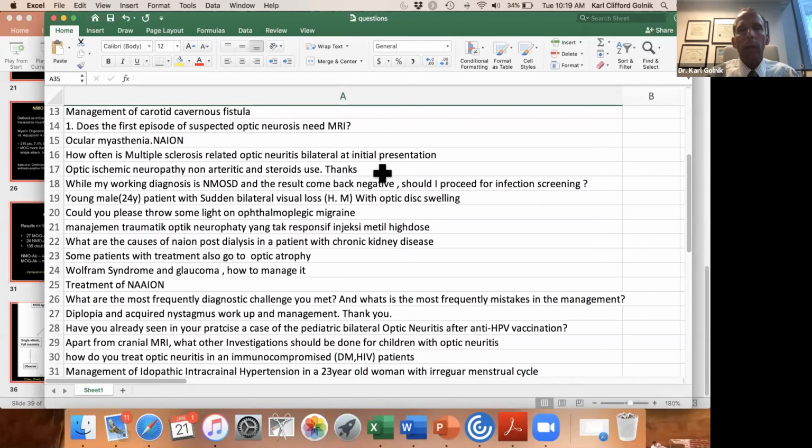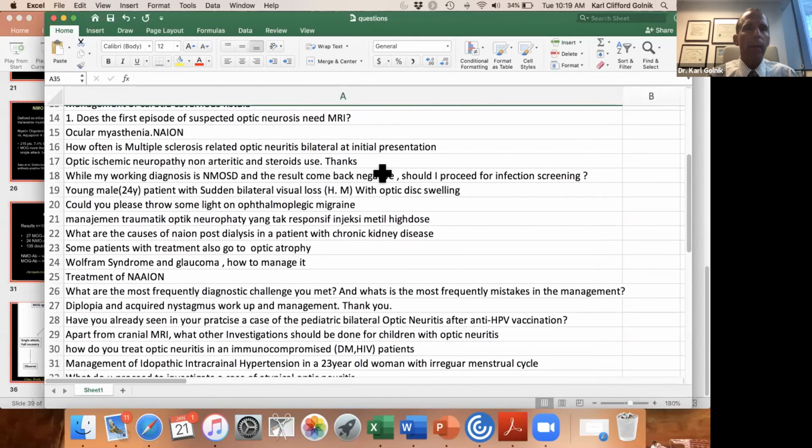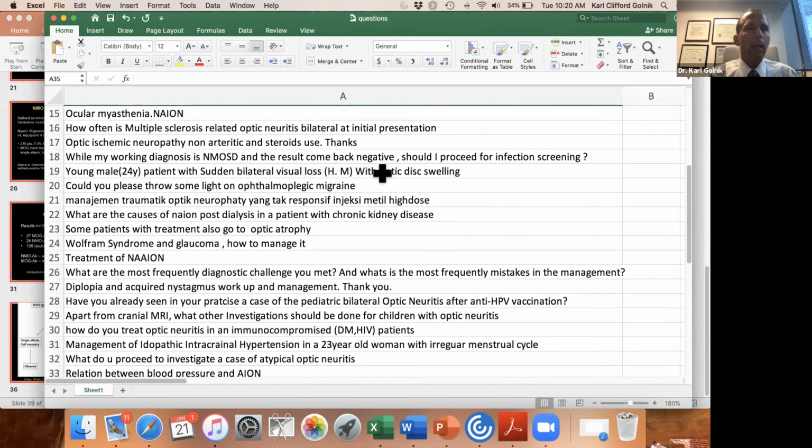Direct fistulas generally are going to be treated intravascularly by interventional neuroradiologists. Indirect or low flow fistulas, you can do anything from observe them with no treatment at all, and 50% spontaneously resolve, to all sorts of other treatments. That's a long topic. First episode of suspected optic neuritis, or I think that should say neuritis, need MRI, yes.